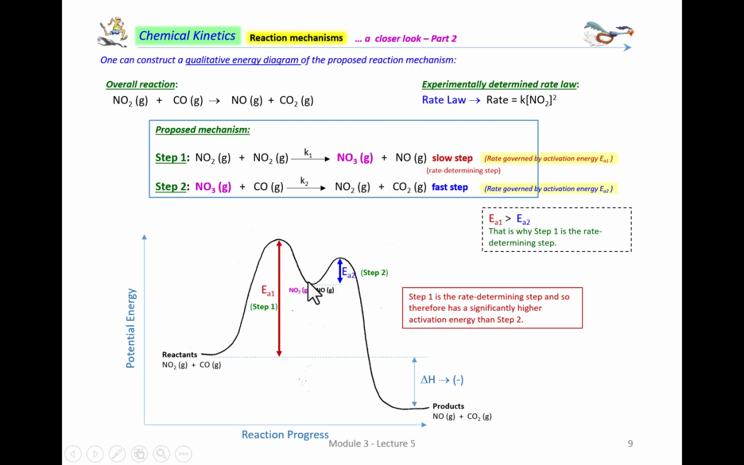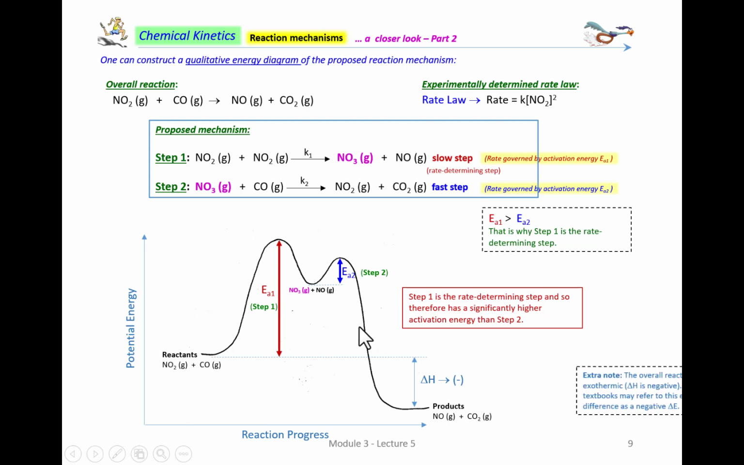occurs and it goes over an activation barrier EA2, and EA2 is smaller than EA1. So this step 2 is faster, and you finally form the products NO and CO2. Step 1 is the rate determining step, and so therefore has a significantly higher activation energy than step 2.